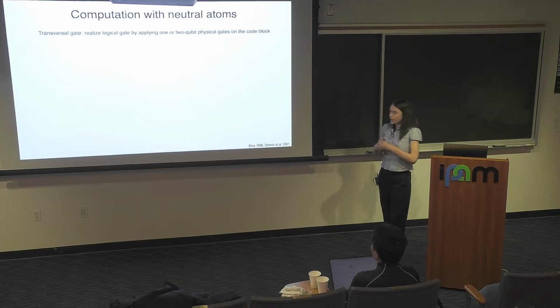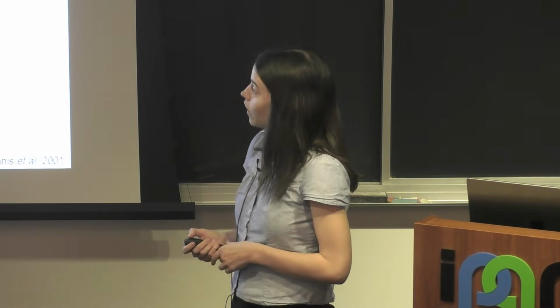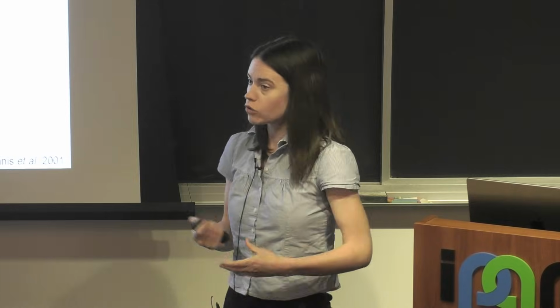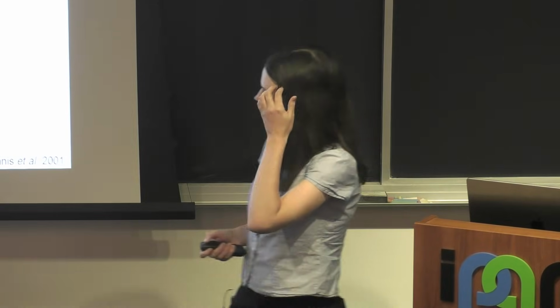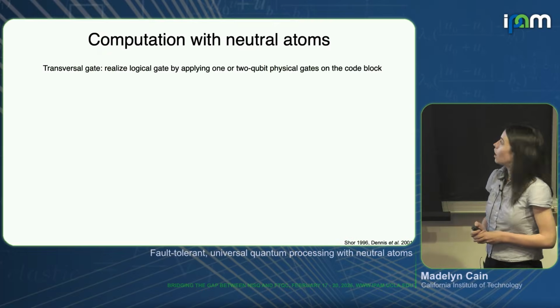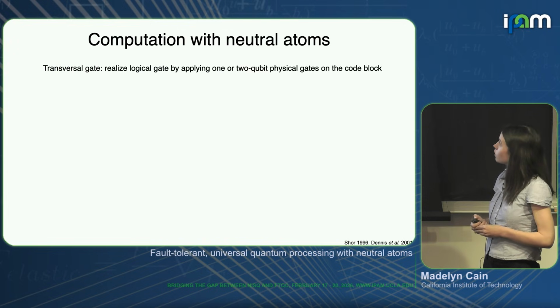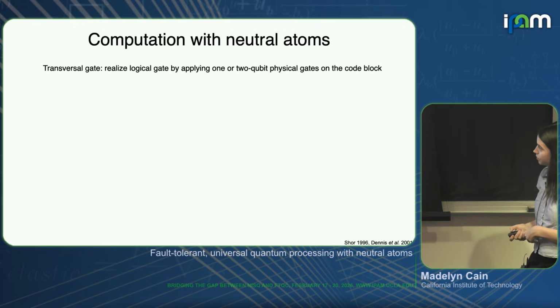Now, as I mentioned, one really nice feature about this system, and in particular, the ability to move atoms, is what happens when we try and do computation with logical qubits. Once you have non-local connectivity, you have the ability to do a very simple type of logic gate called a transversal gate. This realizes a logical gate by simply applying 1 or 2 qubit physical operations on the code block.